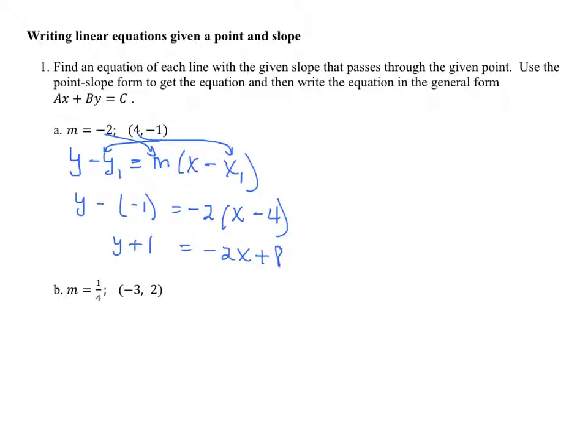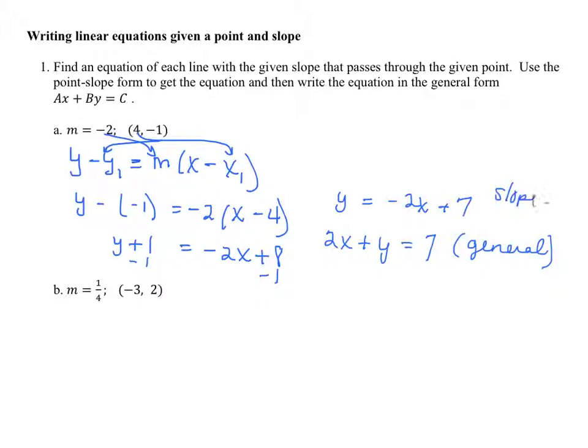and now I'm going to get all the constants to one side and all the variables to the other. So I'll subtract 1 here. So we get y is equal to -2x plus 7. And I'm going to add the 2x to the other side. So we'll get 2x plus y equals 7. This is the general. Okay. This guy is the slope-intercept.